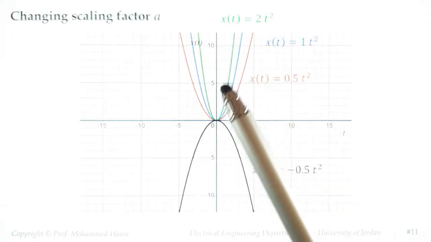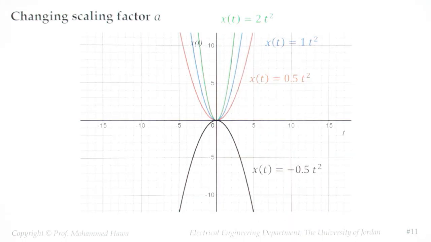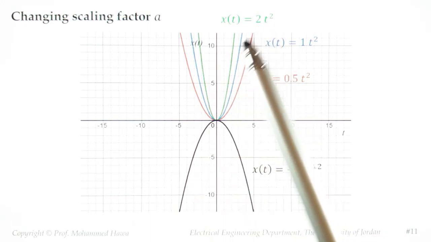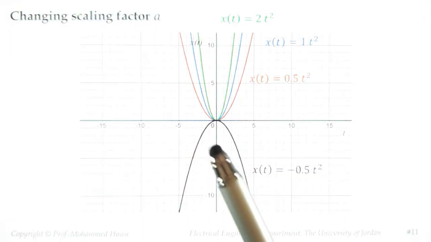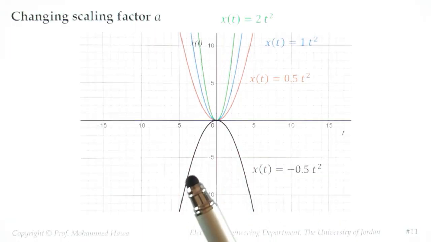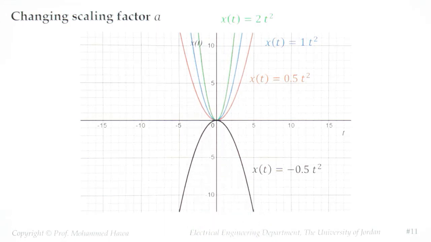You can see the effect of the blue curve here versus the red curve. It goes faster to infinity. And if you increase the scaling factor to 2, you go to infinity even faster. But all those curves are concave up. If you change the scaling factor to negative, minus 0.5 t squared, what happens? This curve is now concave down. It's very similar to the red curve, but the red curve is concave up, and the black curve is concave down.